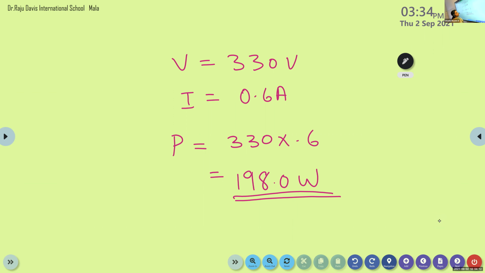Last question. Which one? About the electric power? This one? Okay. So P is equal to VI, 330 into 0.6. So it becomes 198.0 watt.